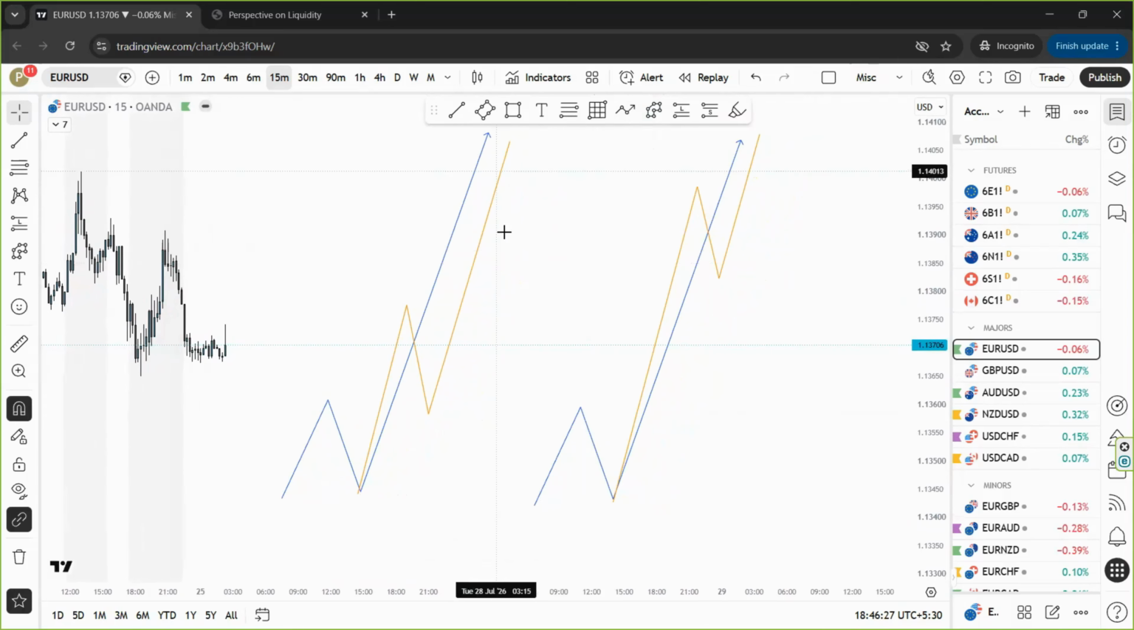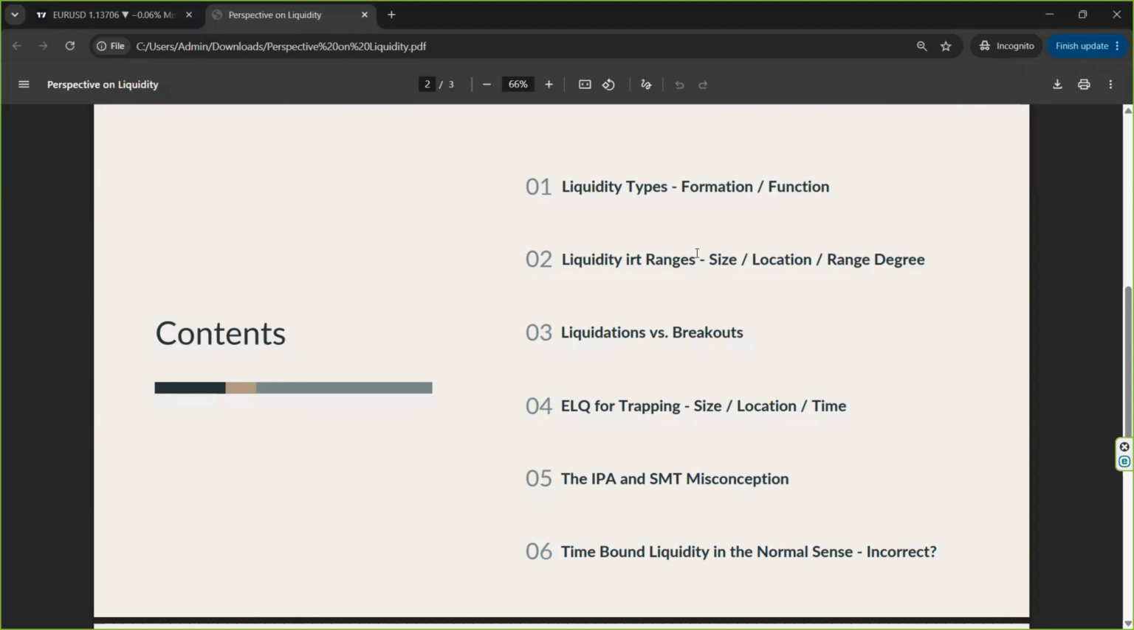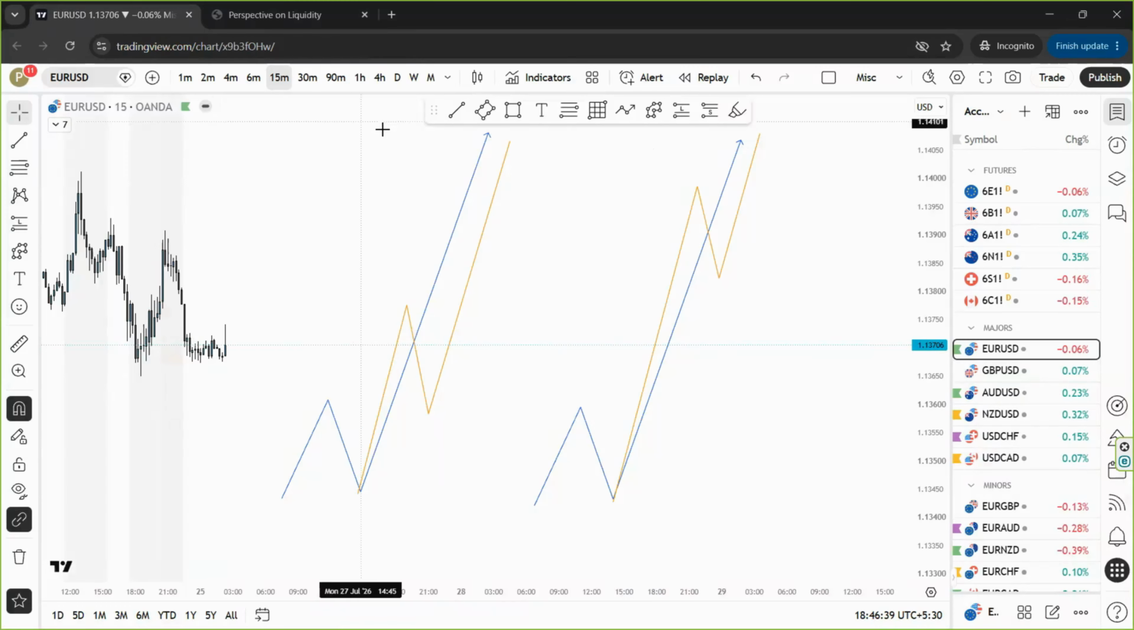So how are you going to define which of these is more valid or holds more validity than the other? For that, we can use size and location. As a general rule of thumb, the larger a liquidity is, the more valid it is. And the closer a liquidity is to your point of interest, which is here, the higher validity it has. So the larger the range, the higher the validity. The closer the liquidity is, the larger the validity.